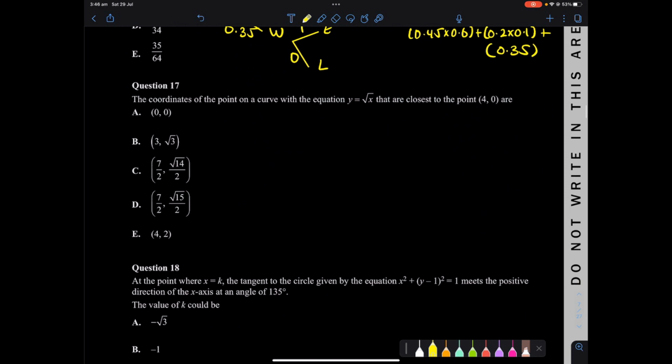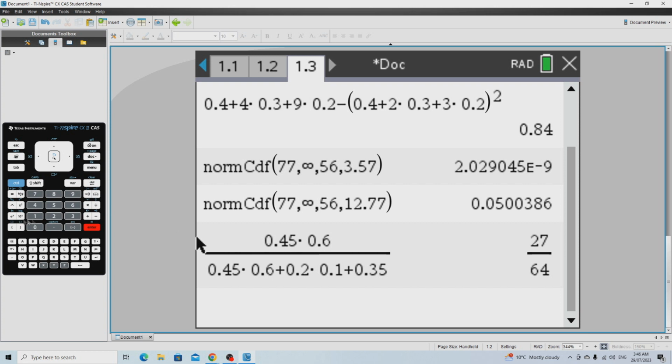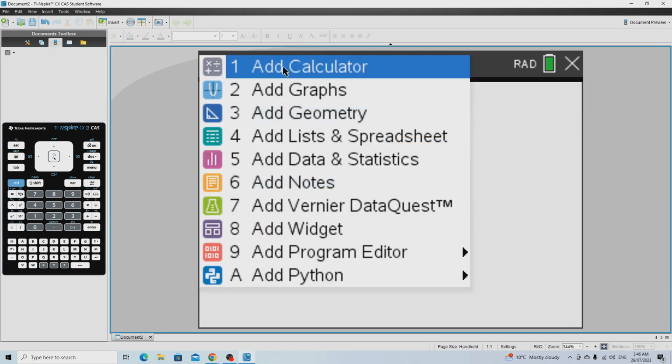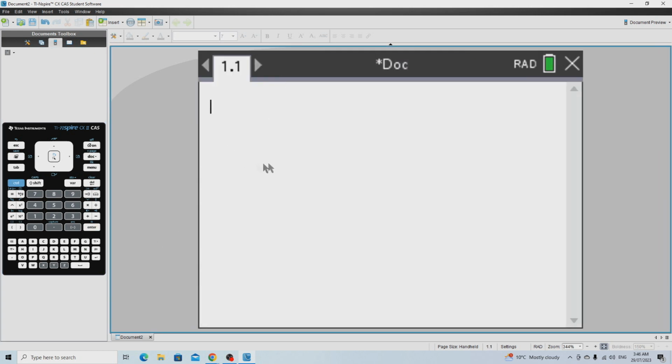The coordinates of the point on the curve with the equation y equals x that are the closest to the point. So the coordinates of the point on the curve with the equation that are closest to the point of this are... Okay, so wait. Isn't it just... So what we can do is we can do this on calculator, for example. So let me just control N this, and what we're trying to find is if we define, we don't even need to define actually.